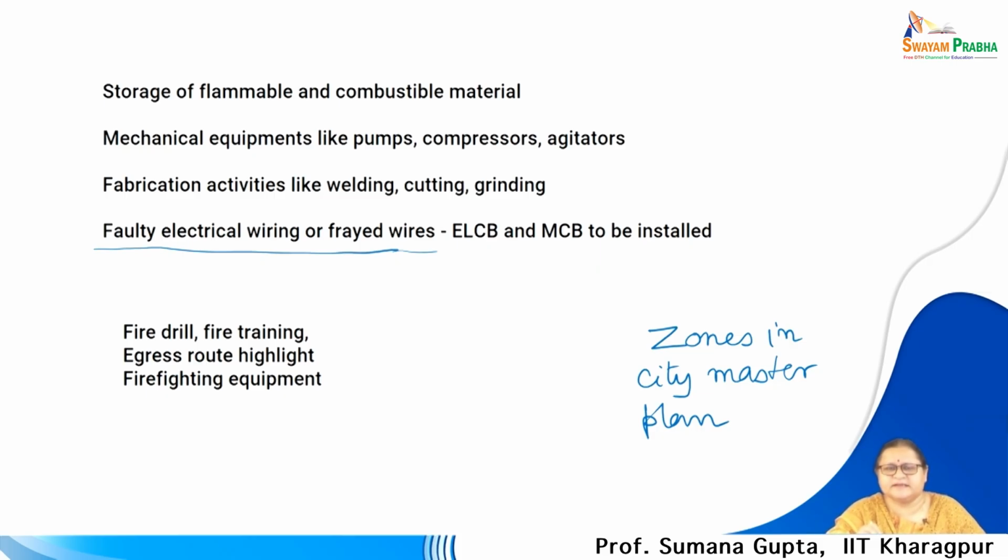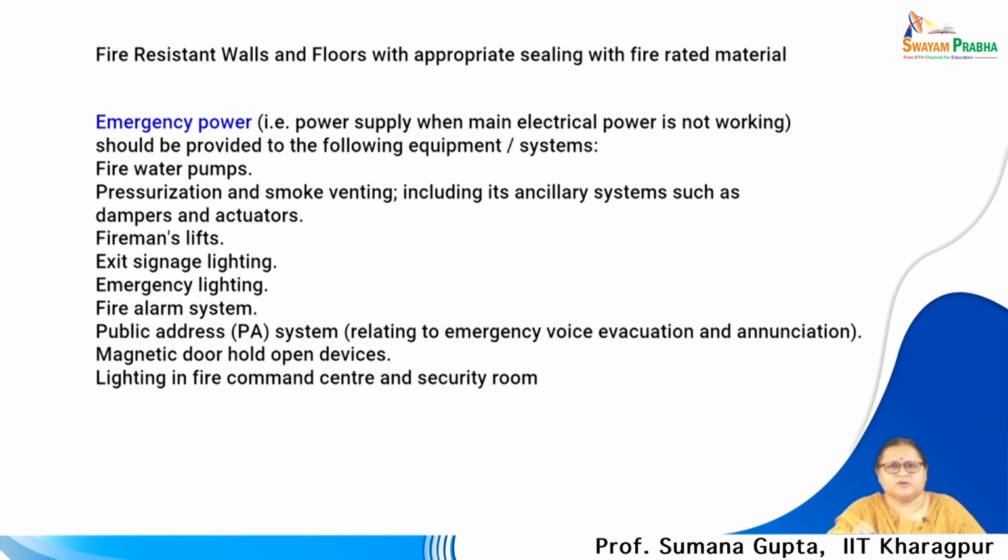Because these areas have highly flammable items, they can lead to fire in the neighboring areas because of the radiant heat. Because of that, these particular areas are to be kept in the zones which are marked in the master plan. Fire resistant walls and floors with appropriate sealing with fire rated materials become a mandate for such kinds of buildings.